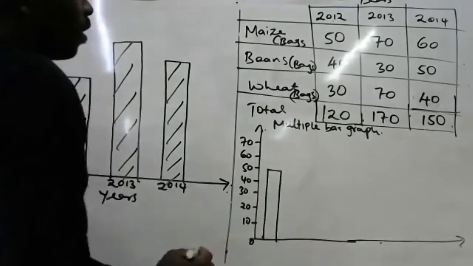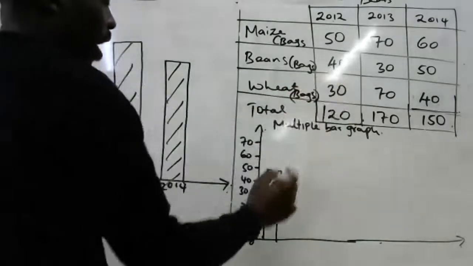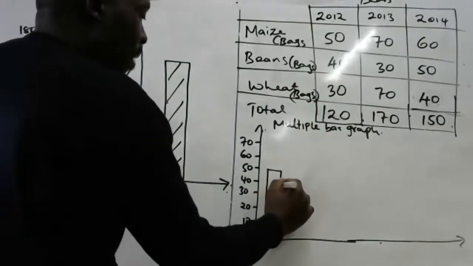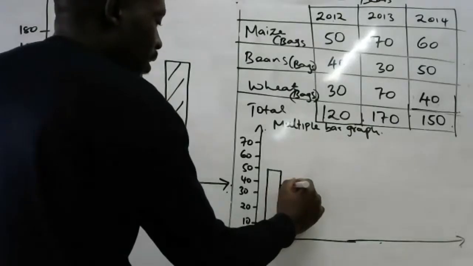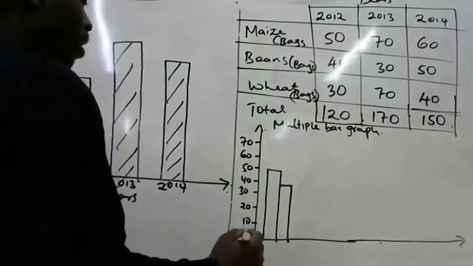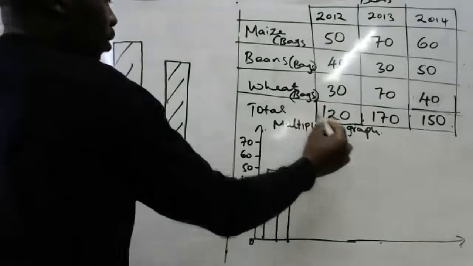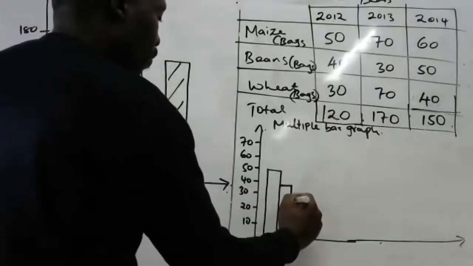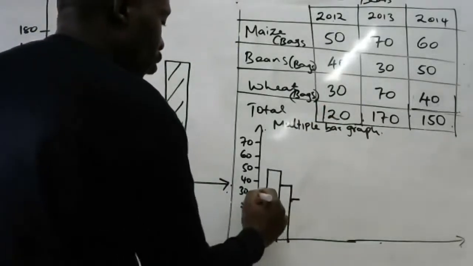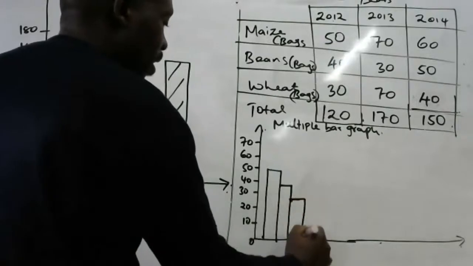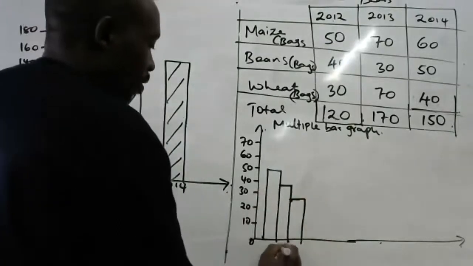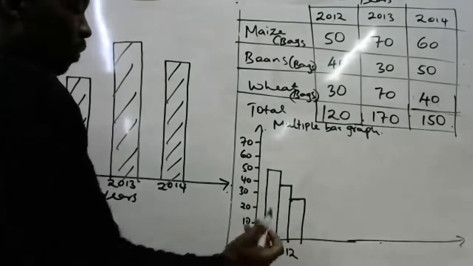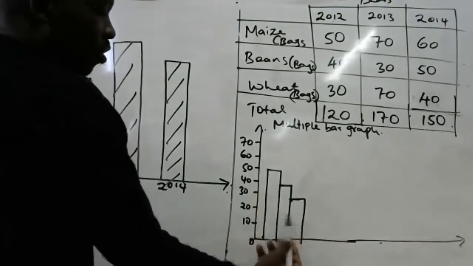That means it has a height of 40. These bars must be going together. The other one is the wheat, which is having a production of 20. So these bars are going to be next to each other.